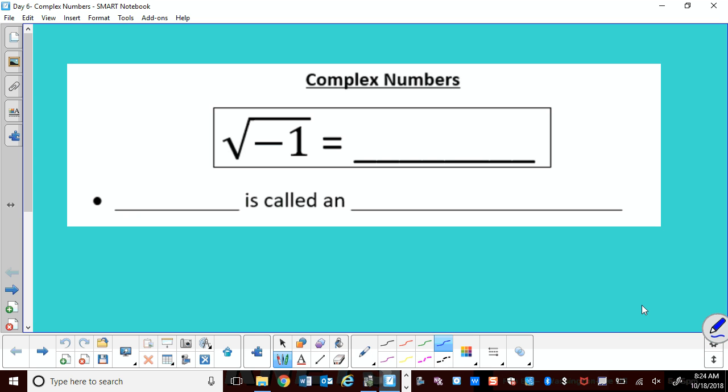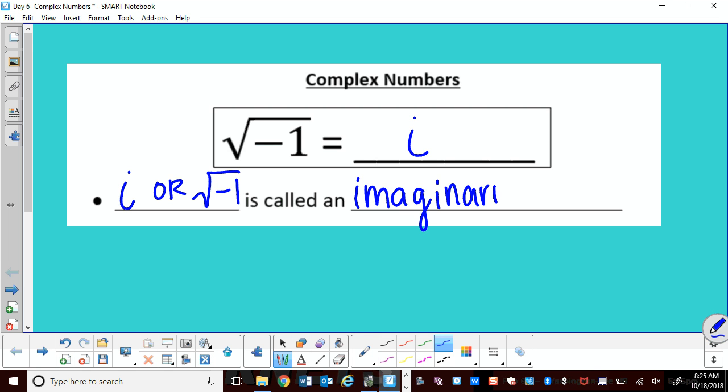All right, complex numbers. Complex numbers means the square root of -1 is equal to i. How to make your i with a little curve on it. So, i, or the square root of -1, is called an imaginary number. Imaginary numbers, that's what we're doing today.